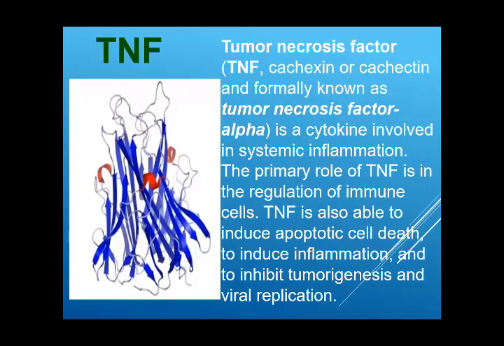Another theory is tumor necrosis factor, TNF. Tumor necrosis factor is a cytokine involved in the inflammatory process, and that leads to regulation of the immune cells. It also causes apoptosis of the cell and inflammation, and inhibits tumorigenesis and viral replication. So this is another inflammatory marker that goes on side by side, leading to inflammation of the spine and sacroiliac joints, leading to damage, kyphosis, stiffness of the joint and deformity, leading to bamboo spine.